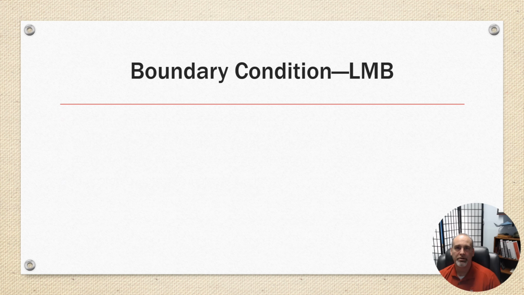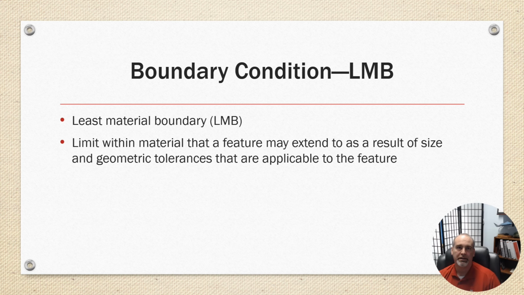Then we have our boundary condition LMB, which is least material boundary. It's the limit within the material that a feature may extend to as a result of the size of geometric tolerances that are applicable to the feature, and indicated by the letter L inside the circle. So the boundary conditions will occur only next to datums, and the material condition will be associated with the feature itself tolerance.